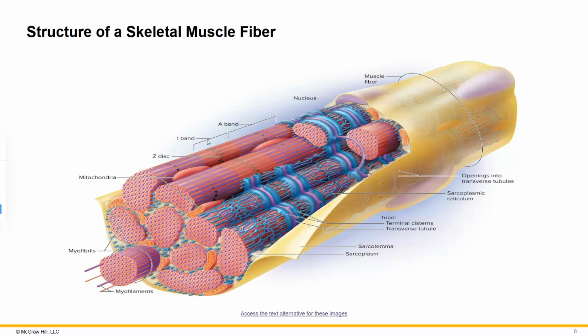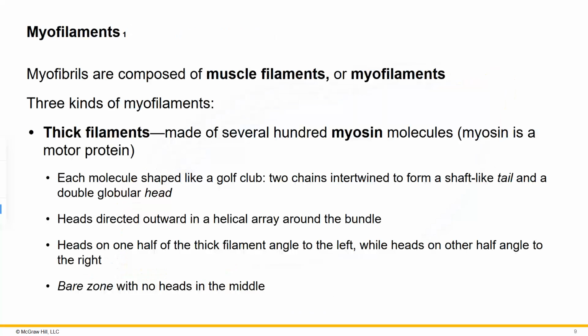And then we see the I band, the A band, the Z disc. The Z disc, we'll talk about that. That consists of actin or thin filaments. And then we have the I band, which is the lighter band, and the A bands, which are darker bands, and that's what helps make that striation pattern. Then we have myofibrils, which are packages of myofilaments, and myofilaments are the individual filaments that are going to be pulled inward past each other in order to shorten the muscle. So myofibrils are composed of muscle filaments or myofilaments.